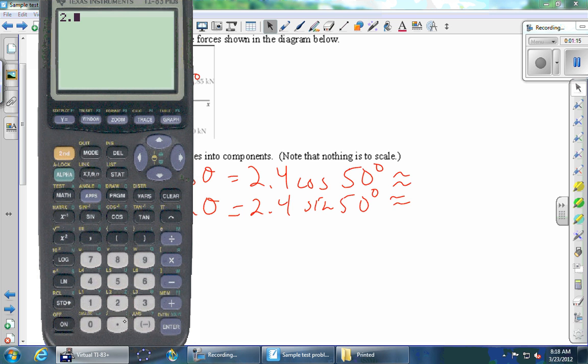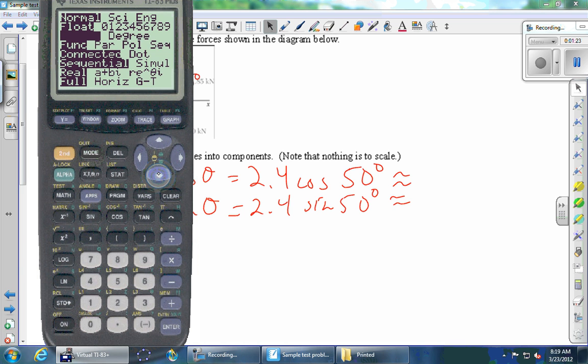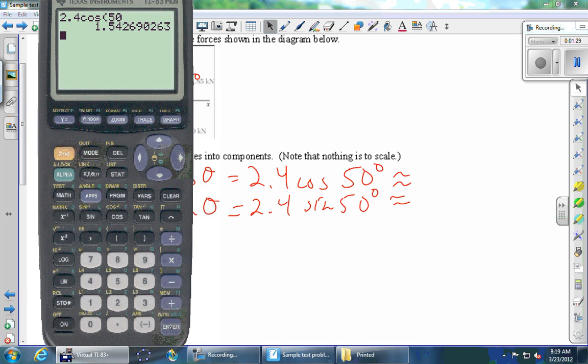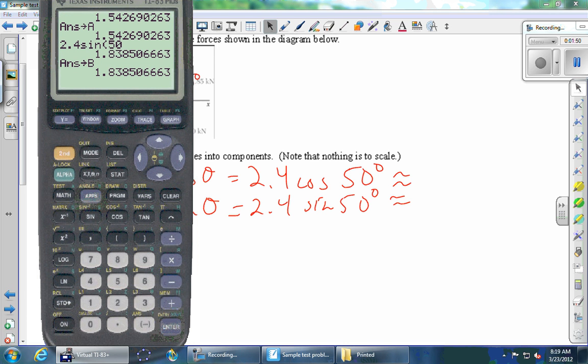Okay, so we go 2.4 cosine of 50 degrees. If you hit sine, cosine, or tangent, make sure you think about the mode. We need to be in degree mode for this problem. So 2.4 cosine 50. And I know that I'm going to use that number later, so I'm going to go ahead and store that as A. I hit the green button and then the A. And then 2.4 sine of 50. That's about 1.83, and then we're going to store that as B, alpha B. Okay, so we've got our two numbers, 1.54 and 1.84.